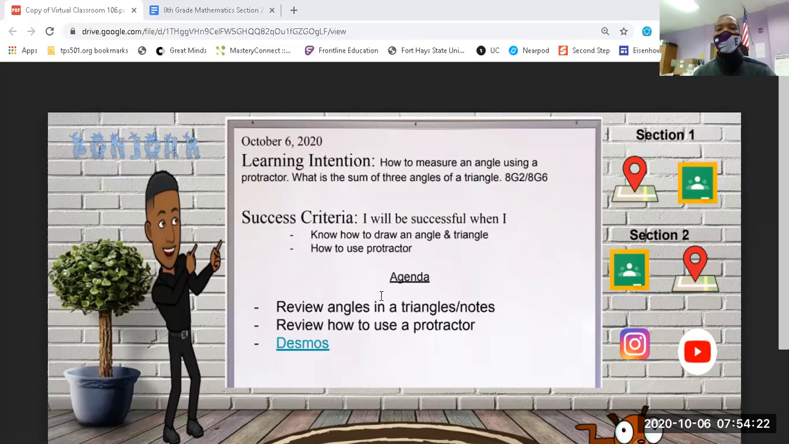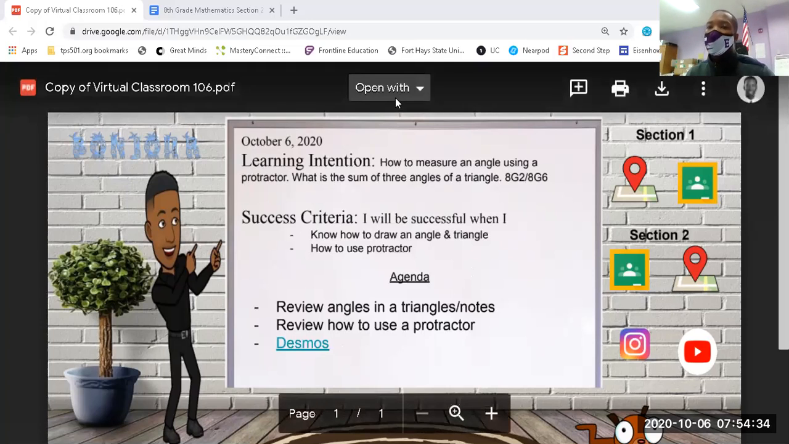On the list today, we're going to be reviewing angles and triangles. Again, this is just a review, so take notes. And then we're going to be using a triangle and then a protractor, and then we'll go into a Desmos activity where all of us could join in on that. One of the things on our success criteria today is to understand the angles within a triangle.